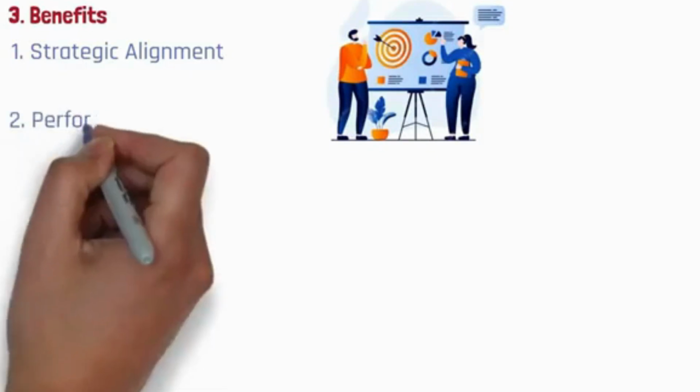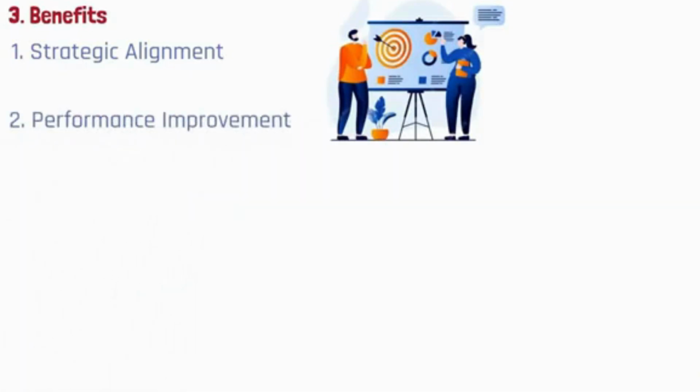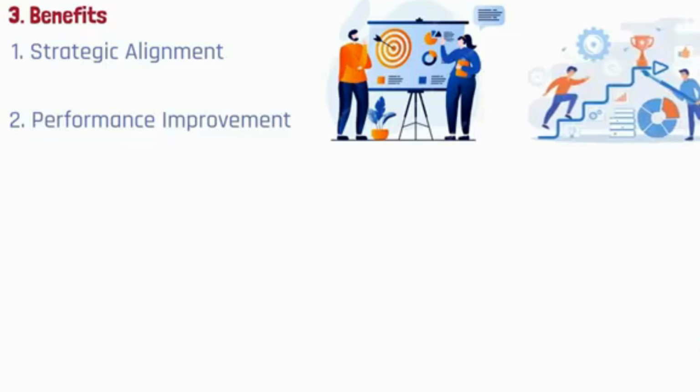Number 2. Performance improvement. By identifying gaps between the current state and desired future state, organizations can implement targeted improvements. This leads to increased overall efficiency and effectiveness in various aspects of the business.